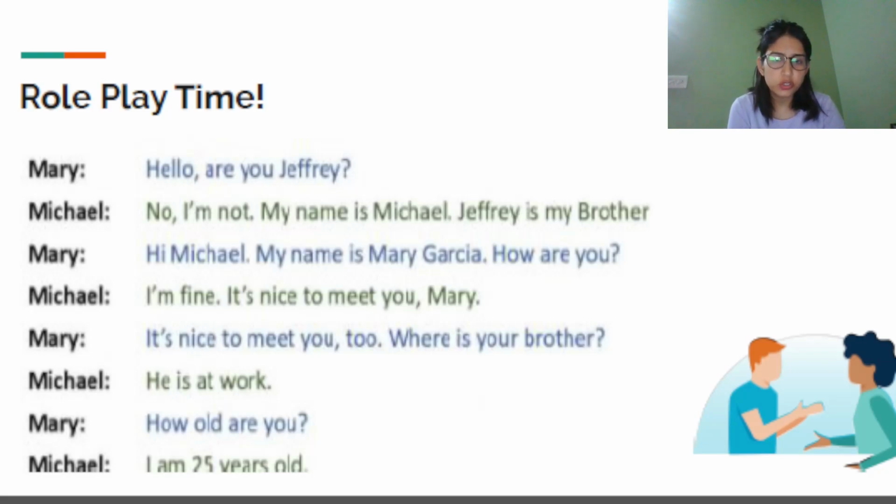Yes. So this was a short role play which tells us how sentences are used in communication. When we are communicating with someone, we are using sentences to know certain things about them and to tell them certain things about ourselves. So this is how conversation goes on with the use of sentences.